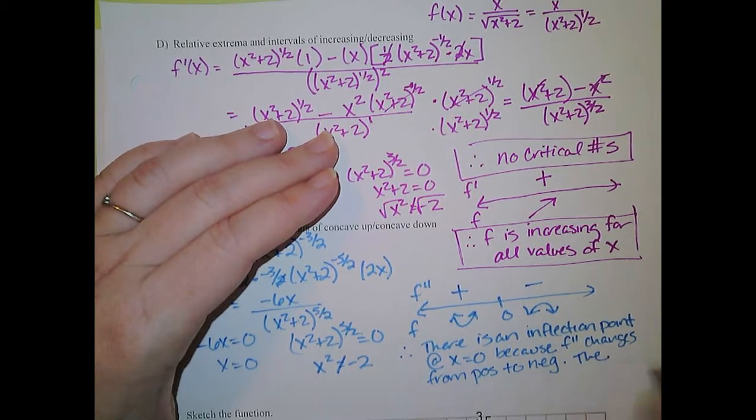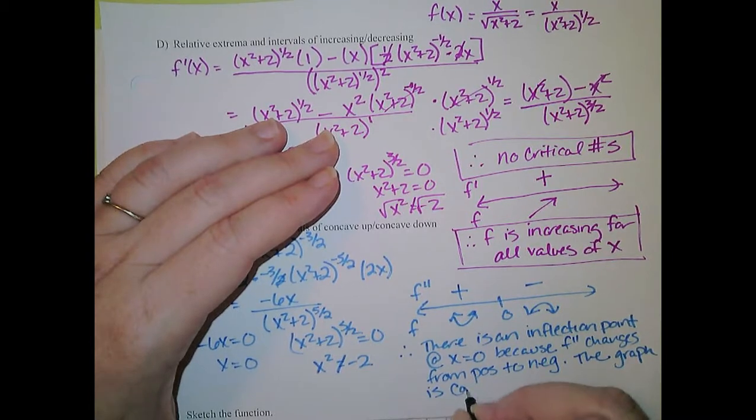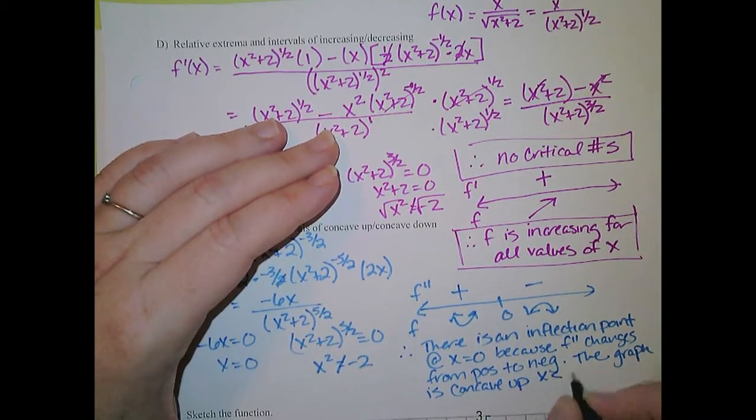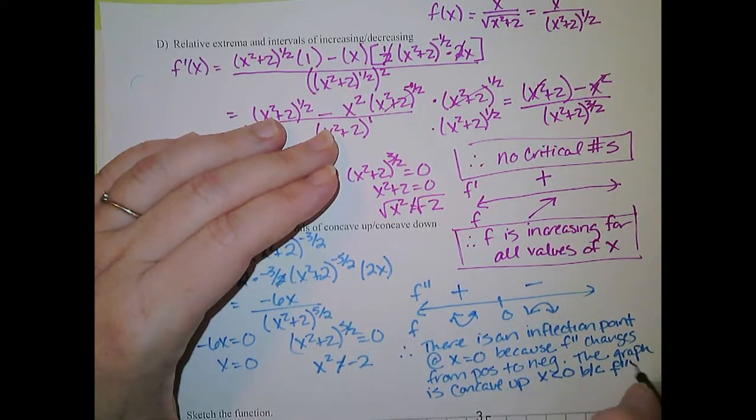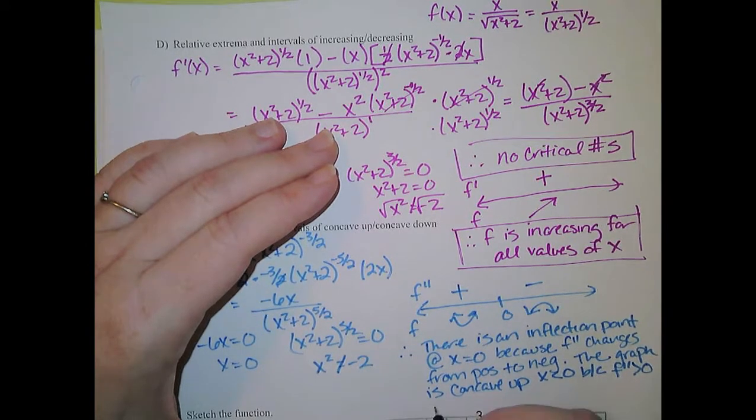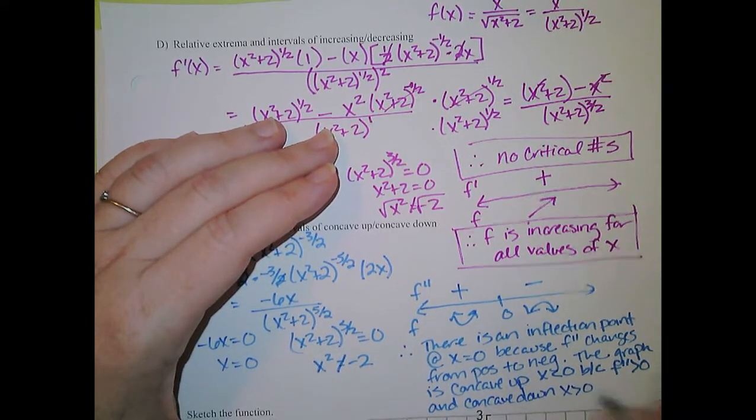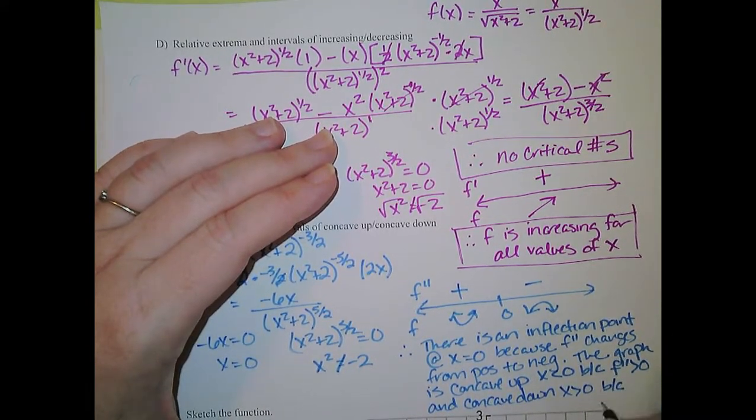The graph is concave up where x is less than 0, because the second derivative is positive or greater than 0. And it's concave down where x is greater than 0, because that's where the second derivative is negative or less than 0.